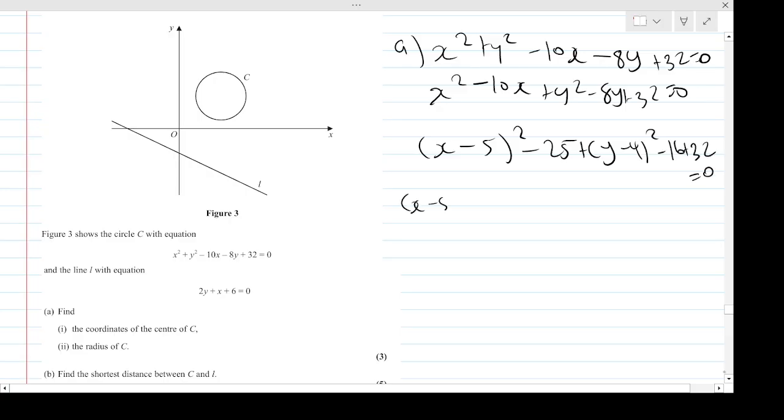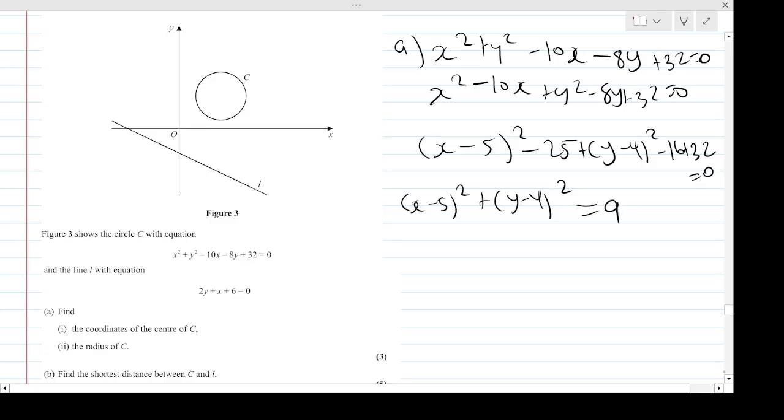Then if we group, get the brackets first, as so, then we add the numbers. So we get minus 25, minus 16, add 32. That gets me minus 9 equals 0, but then I could just move it to the other side to get equals positive 9.